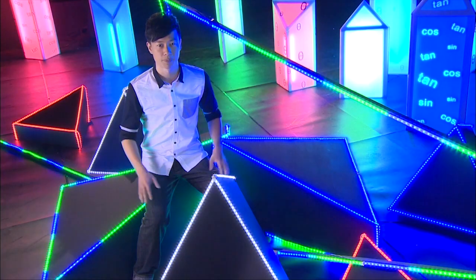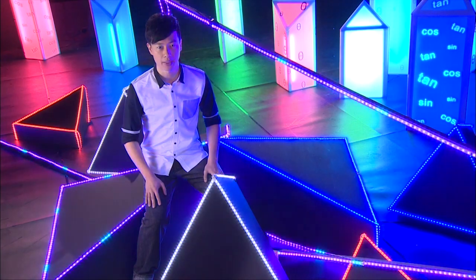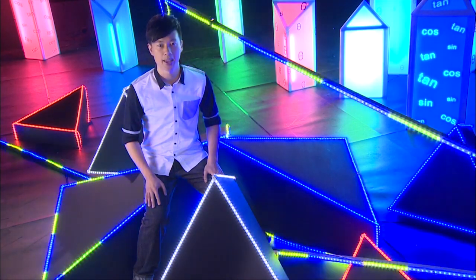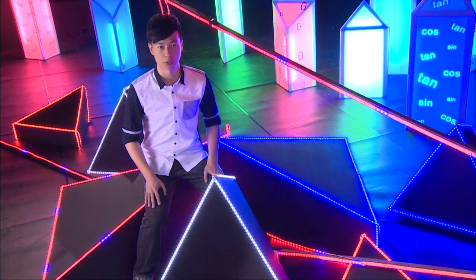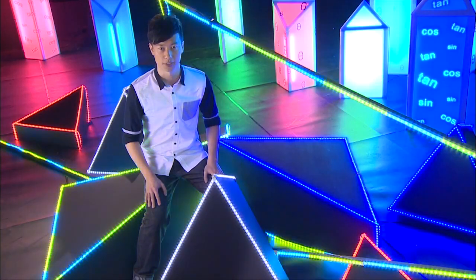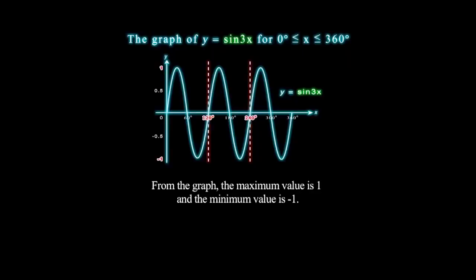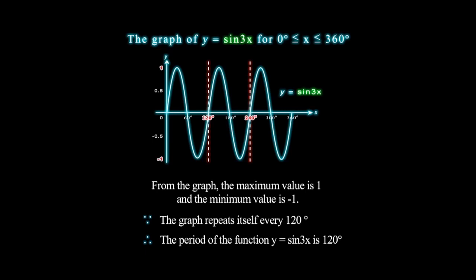Here are two graphs. Let's examine them and find their maximum and minimum values and determine whether these two trigonometric functions are periodic functions. We observe from this graph that the maximum value of the function is 1 and the minimum value is -1. This is a periodic function with a period of 120 degrees.